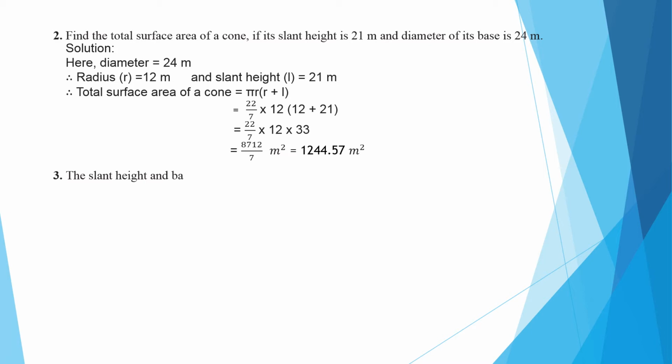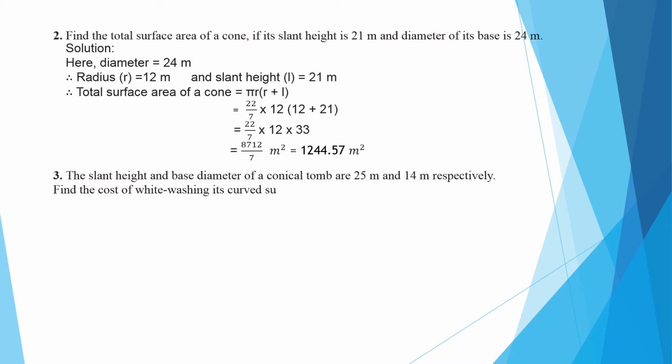In this question, the slant height and the base diameter of a conical tomb are given, that is 25 meter and 14 meter respectively. We need to find the cost of whitewashing its curved surface at the rate of rupees 210 per 100 meter square. The rate for 1 meter square is not given, it is per 100 meter square. So let's begin the solution.